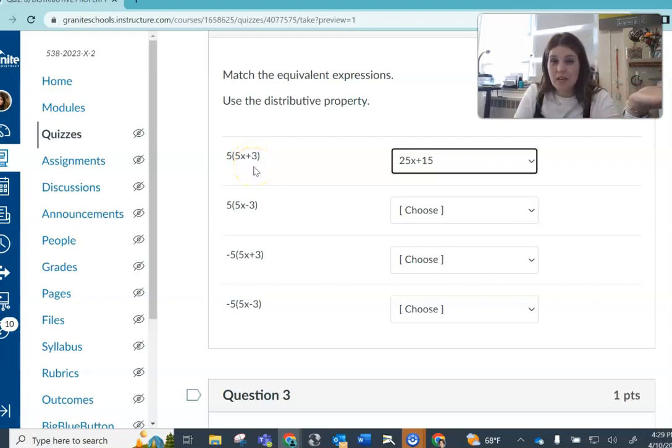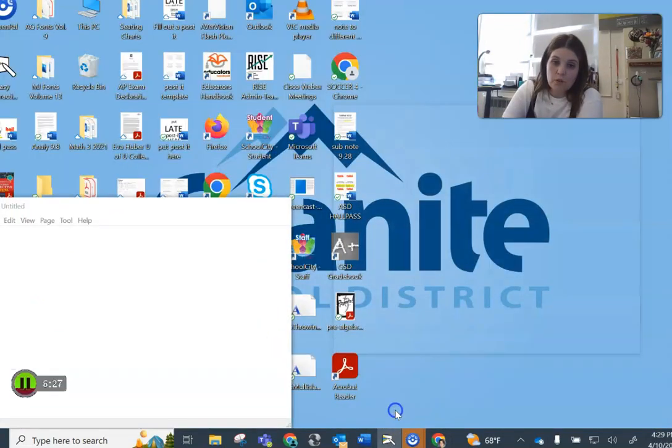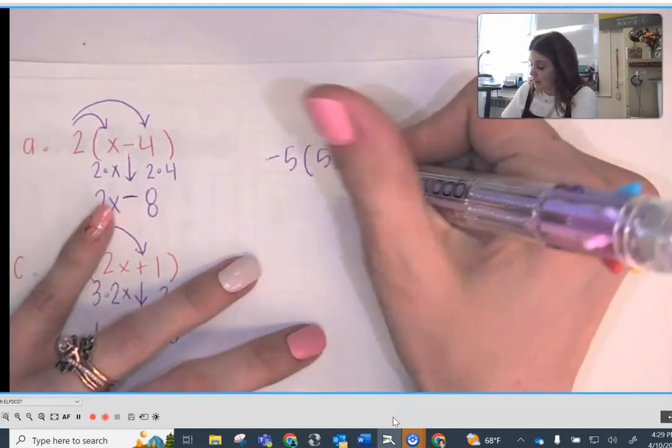I could just look at the signs and say, oh, this is all positive, so I have to choose the answer that is all positive. But maybe let's look at this very last one. Negative 5 times 5x minus 3. It works exactly the same as we did before.